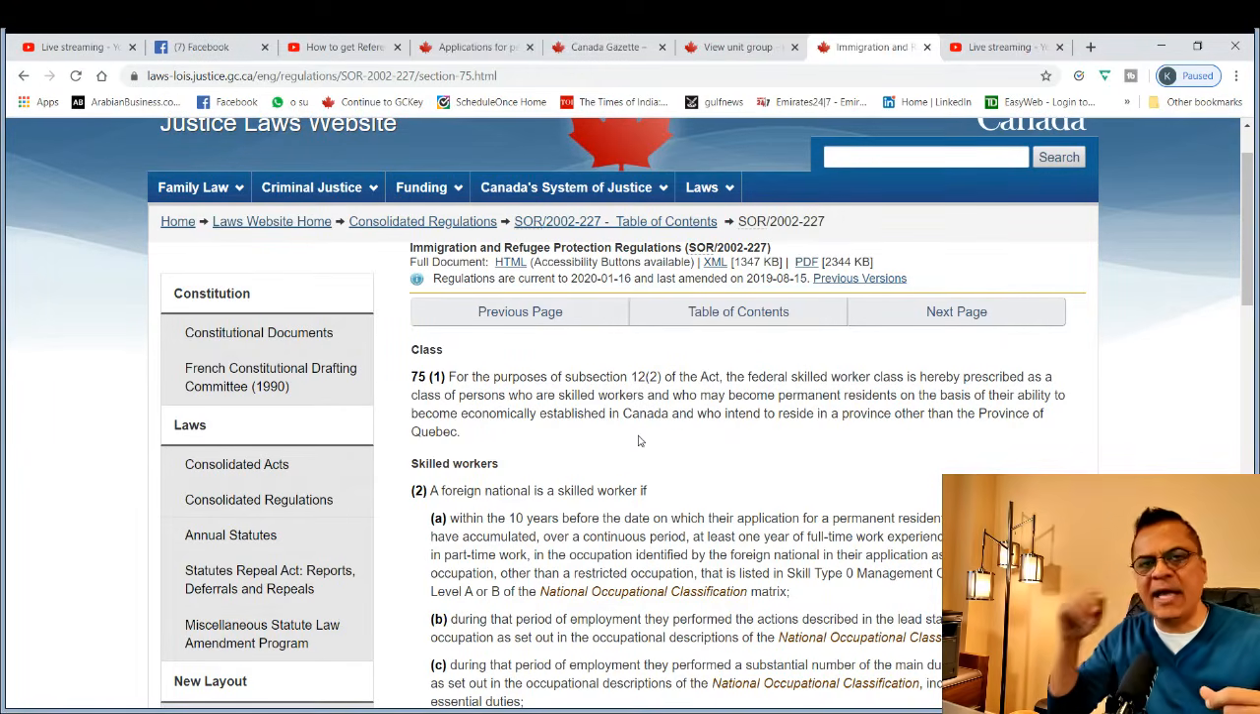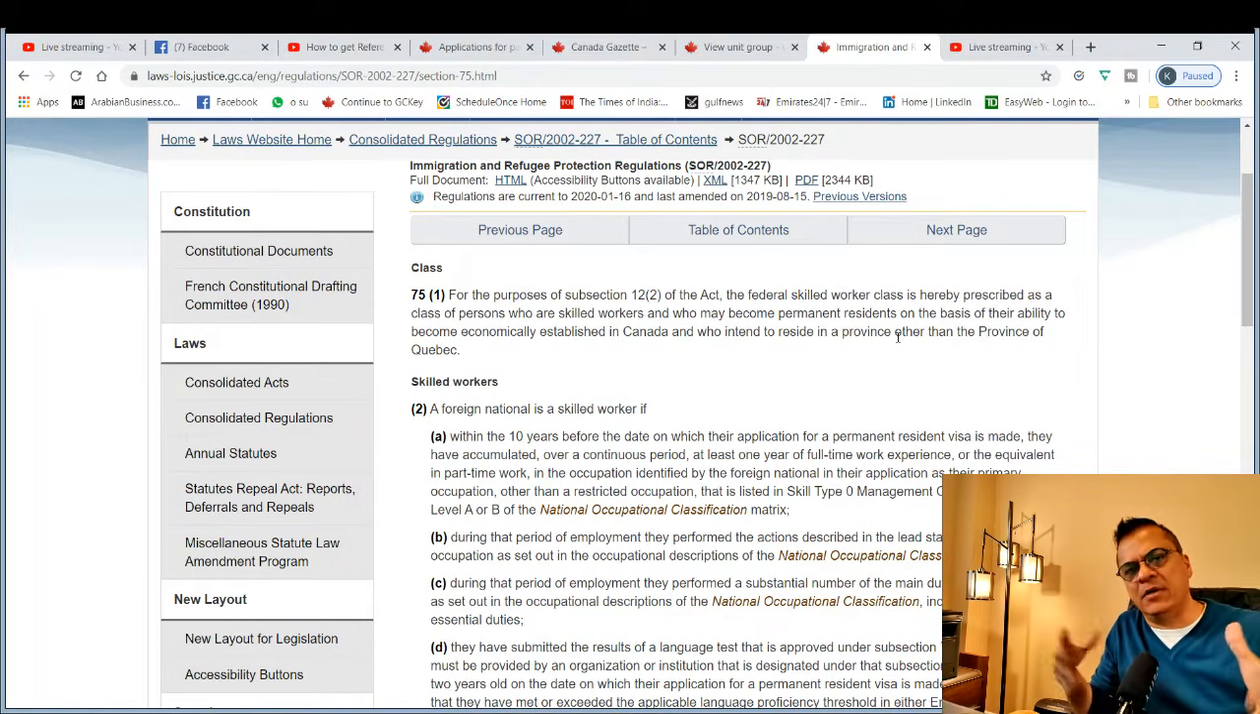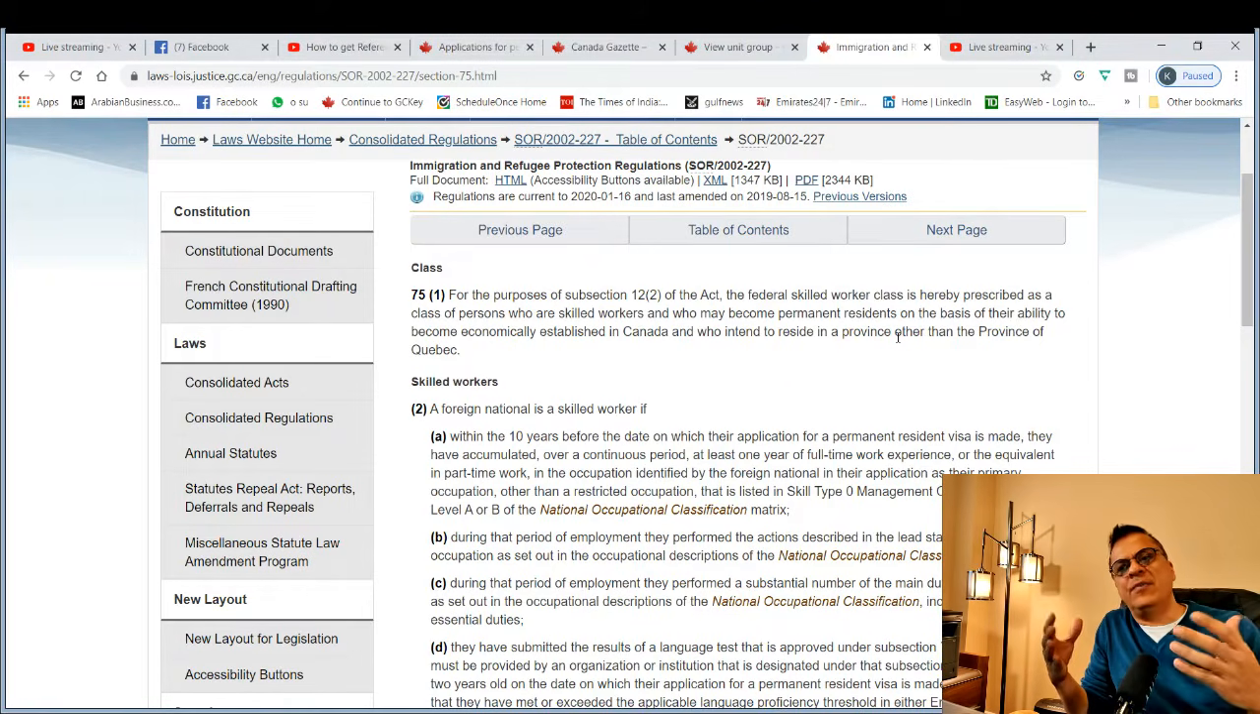R75(1): For the purposes of subsection 12(2) of the Act, the federal skilled worker class is hereby prescribed as a class of persons who are skilled workers and who may become permanent residents on the basis of their ability to become economically established in Canada. And a lot of people ask this question several times: who intend to reside in a province other than the province of Quebec. Why? Because Quebec has its own immigration program. It is not covered under the Express Entry federal skilled worker program, and therefore if your intention is to reside in Quebec, then you will not be eligible to apply under Express Entry.